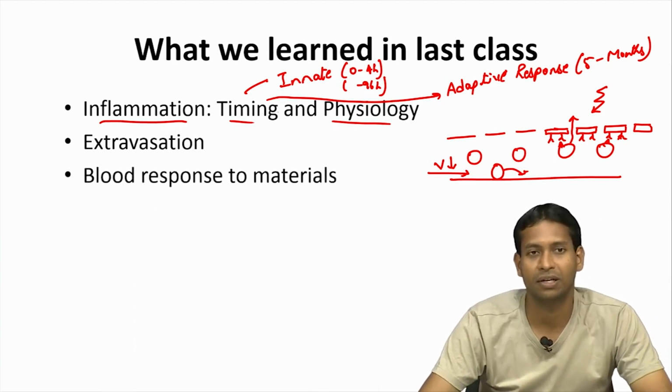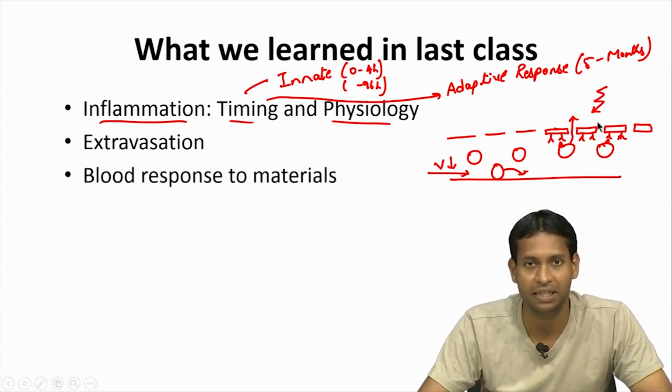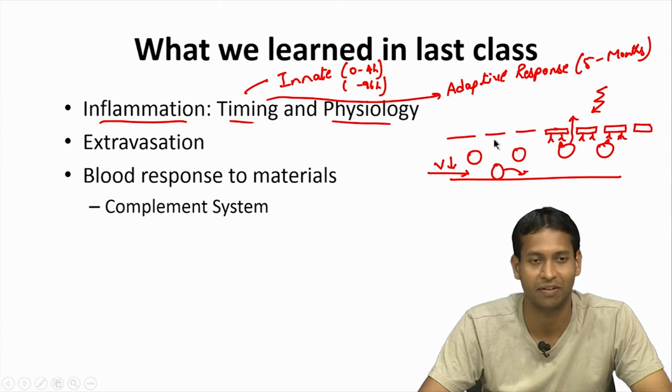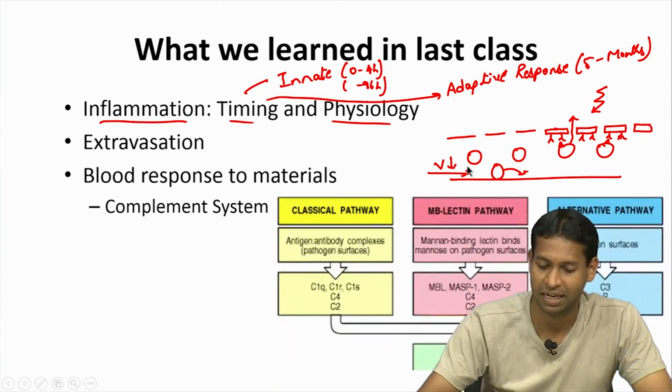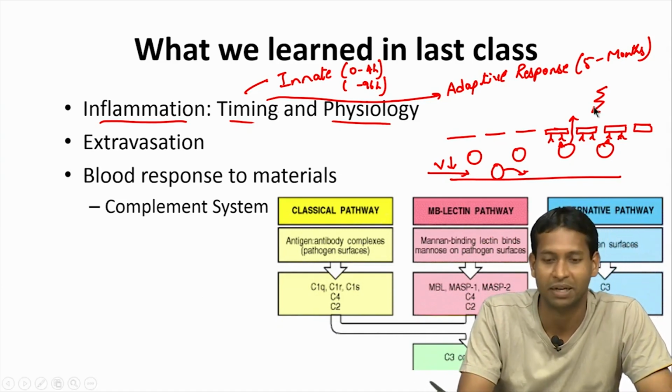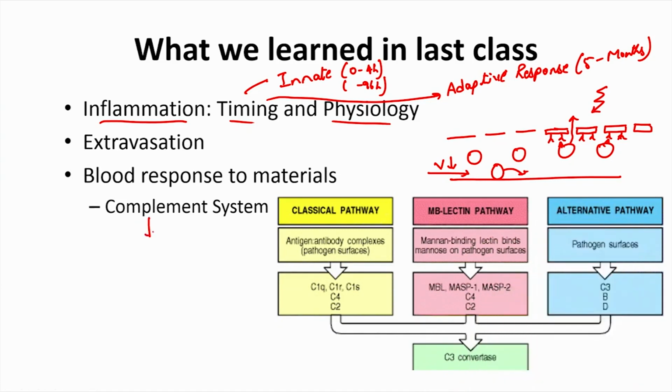We then started looking into blood response to materials, and we said that there are majorly two types of it. One was the complement system, which is what we were studying when we left off in the last class, and these are the three different major pathways through which the complement system activates. The complement system is a part of the innate immune response.